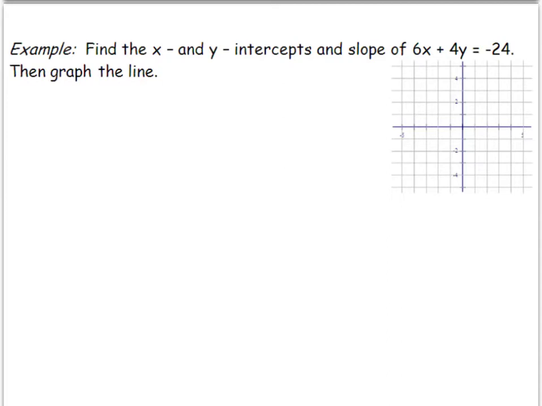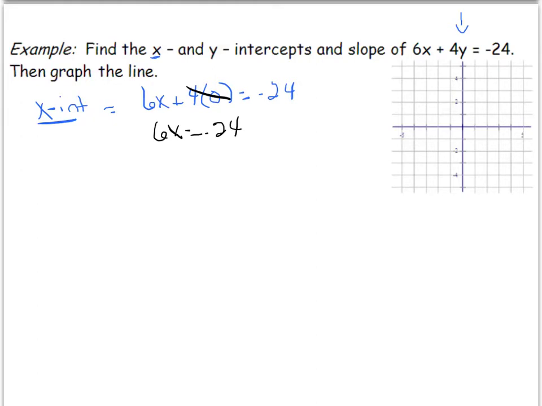Alright, so this next problem asks you to find the x and the y-intercepts and the slope of this equation and then graph the line. Well, let's start with our x-intercept first. Remember our rule, if I want to find the x-intercept, you have to make the y 0. So we're going to use this equation, 6x plus 4 times, in this case it's got to be 0, equals negative 24. And we're going to go ahead and solve for x. Well, 4 times 0 is 0, so you get 6x equals negative 24, leaving you with x at a negative 4.